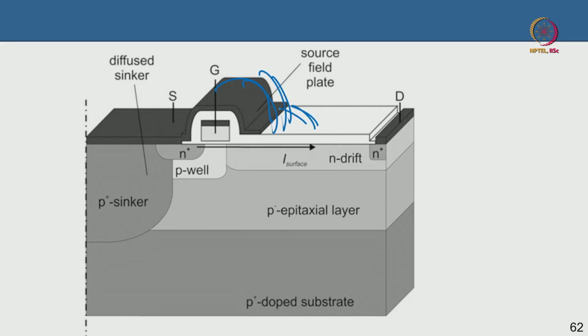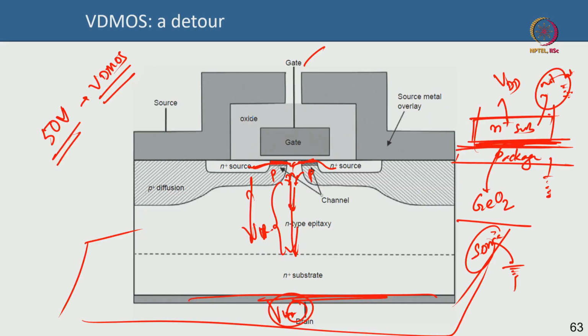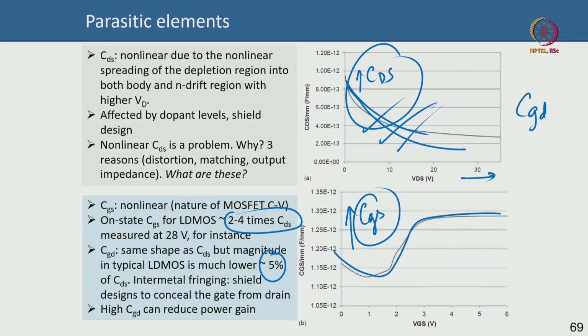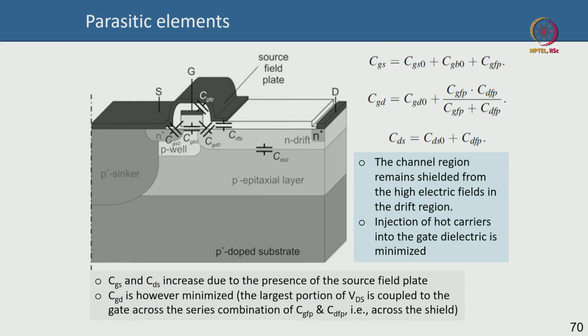So, the field lines will terminate, and the drain field lines will not be able to reach the gate, and that is why the gate-drain feedback capacitance can become very low. It is not so much of a worry, because higher CGD can reduce the power gain, but the fact is that there is a nonlinear dependence of the capacitances on the drain voltage at a given fixed gate voltage. These nonlinear capacitances have to be taken into account while matching, while designing the amplifier, because otherwise it can lead to distortion and problems in matching and things like that, okay. So, that is something very important.